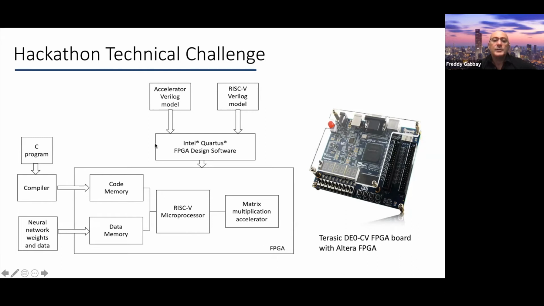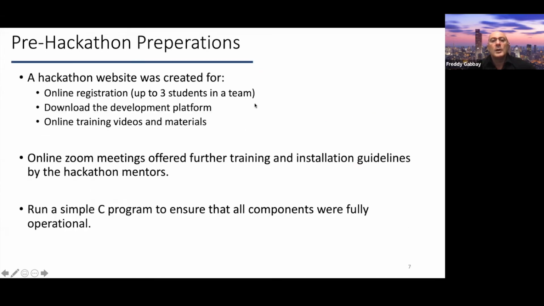In addition to the Quartus development environment, all participants were provided a C compiler with a sample C program, which they were able to run on the RISC-V microprocessor. The participants were required to develop an accelerator which will perform a matrix multiplication to accelerate the inference process of a provided neural network.